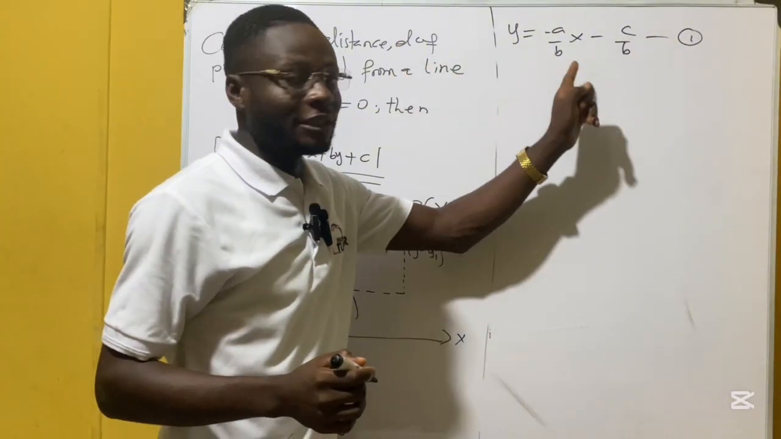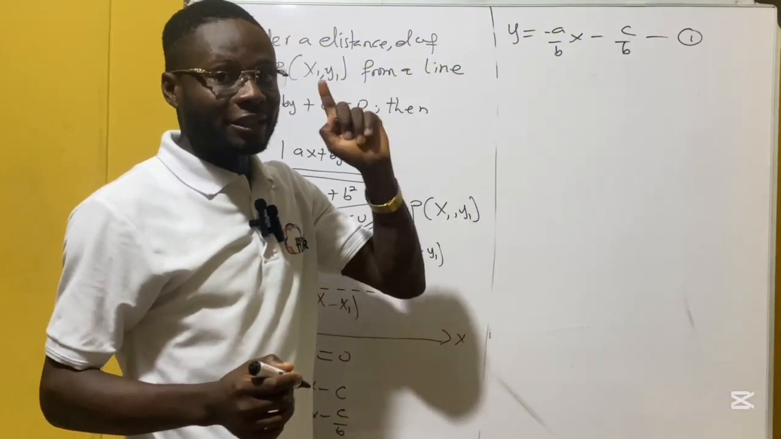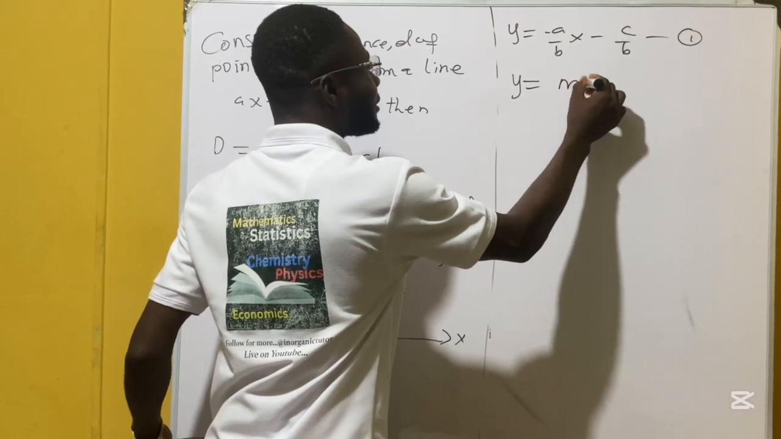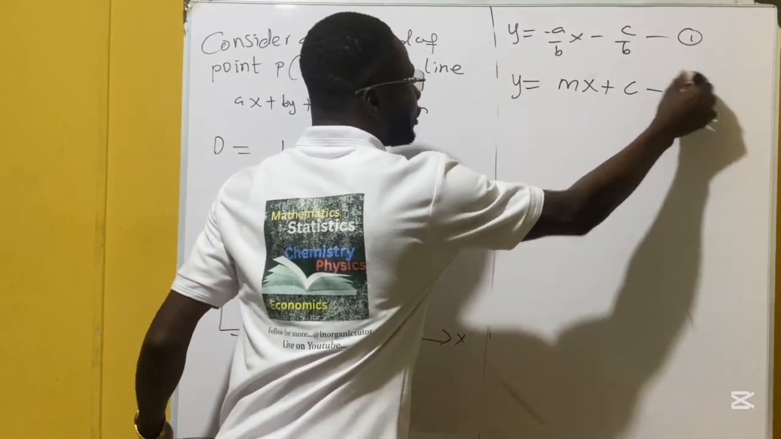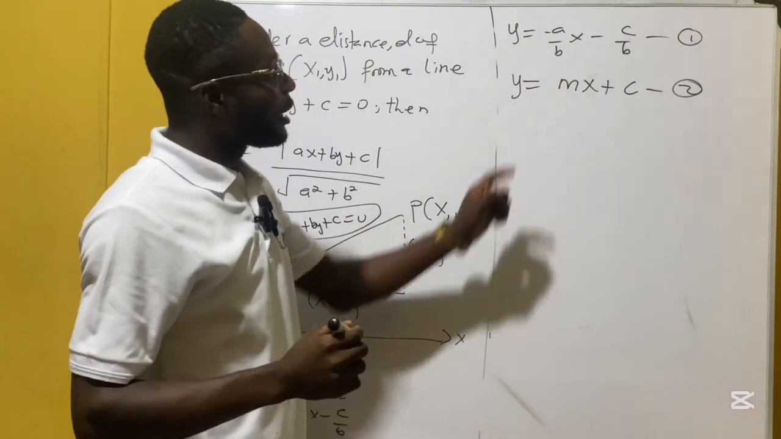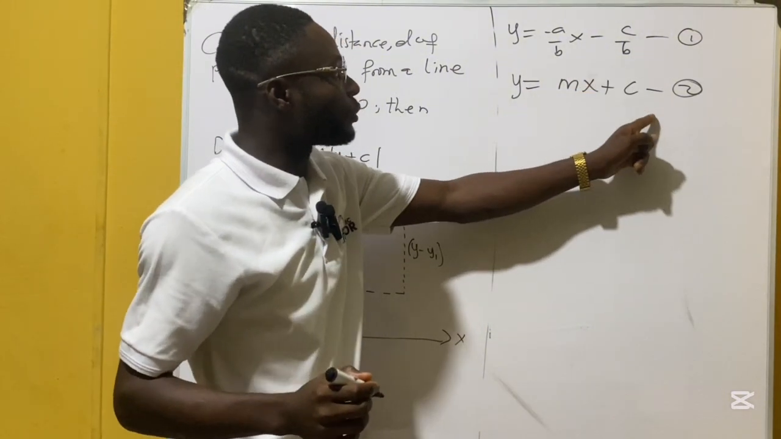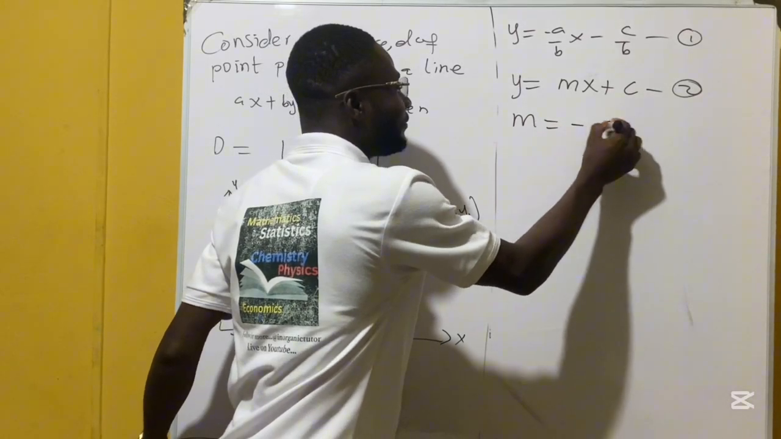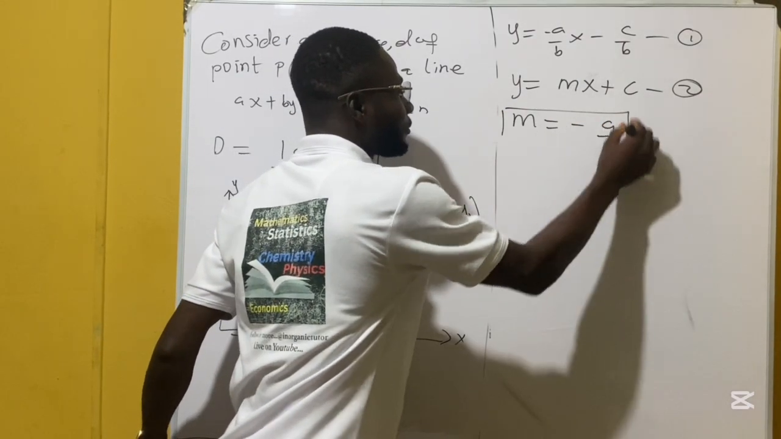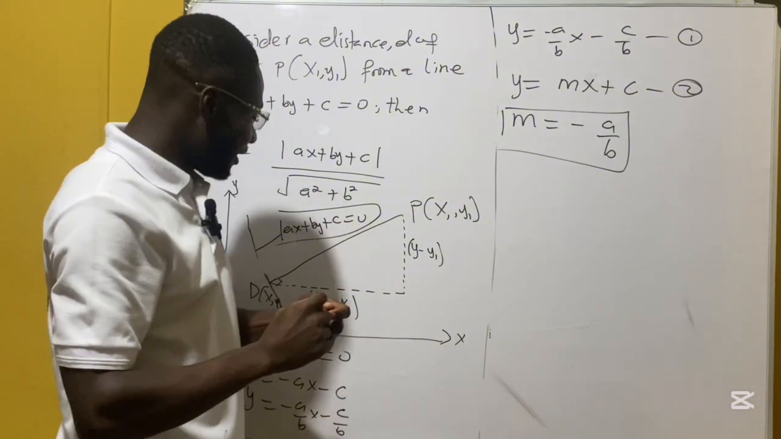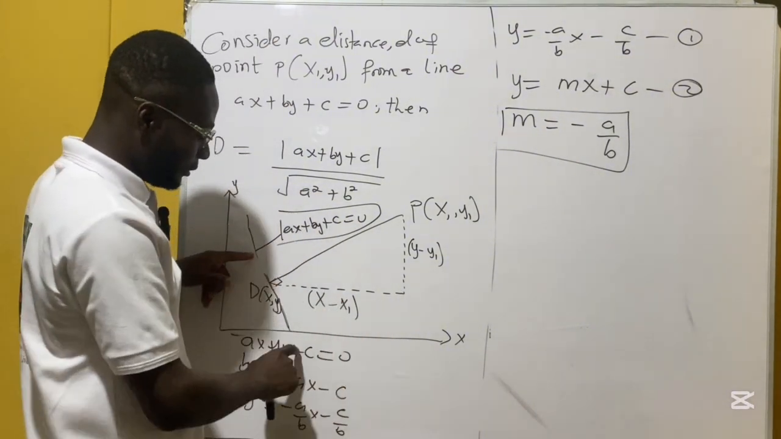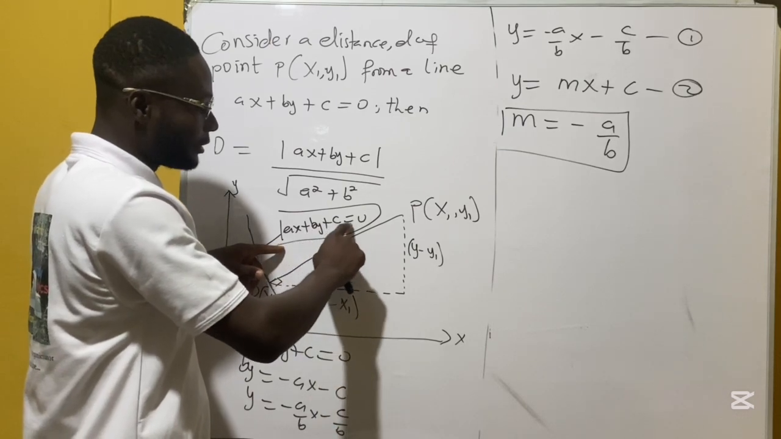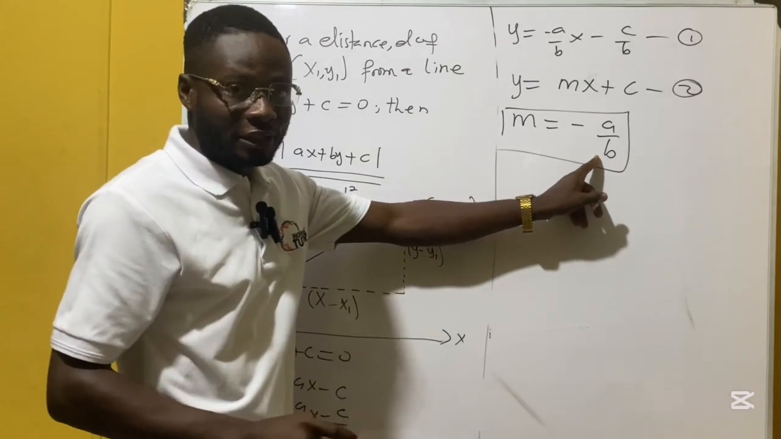Now let's compare this equation with the slope intercept form, y equals mx plus c. We consider that as equation 2. Comparing equation 1 with equation 2, we can see that the gradient is equal to negative a over b. That is the gradient for the line ax plus by plus c equals 0.